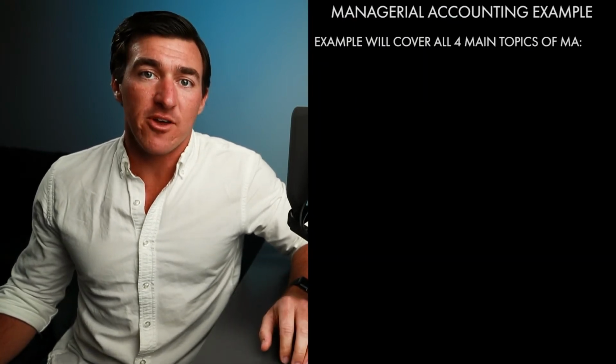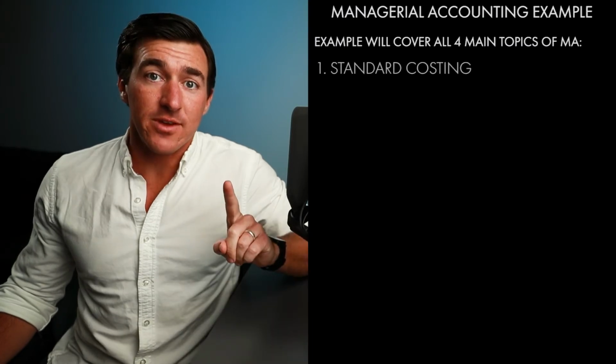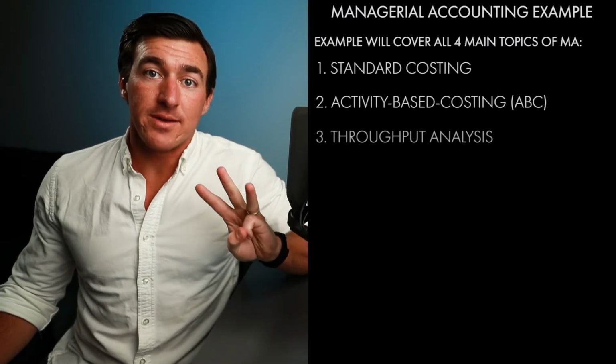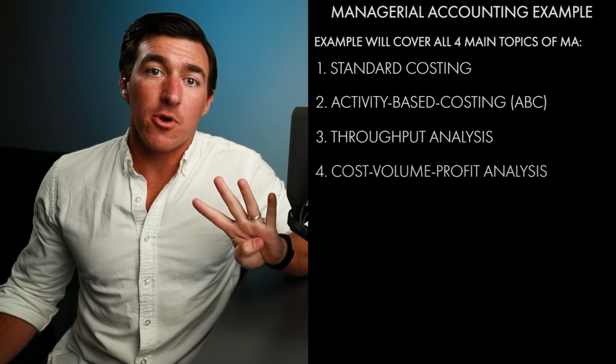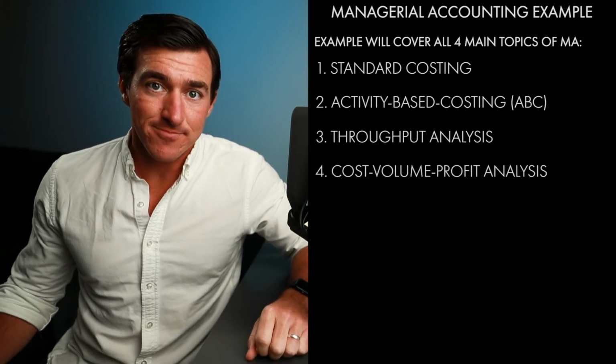videos that we've posted. See, what we're gonna do here is we're gonna make a hypothetical company. Our hypothetical company is gonna go through all the 4 main topics of managerial accounting: standard costing, activity-based costing, throughput analysis, and cost volume profit analysis. Are you ready? Let's go.